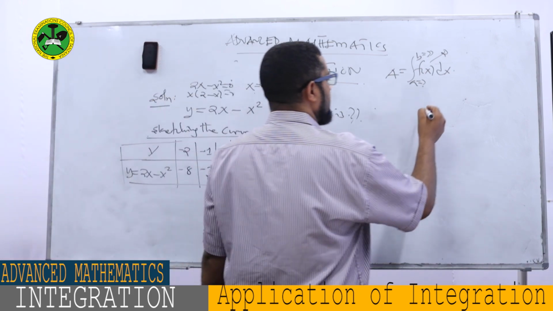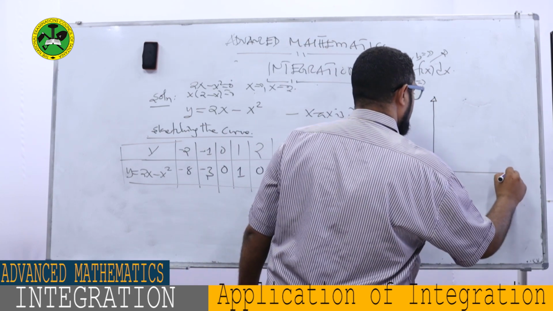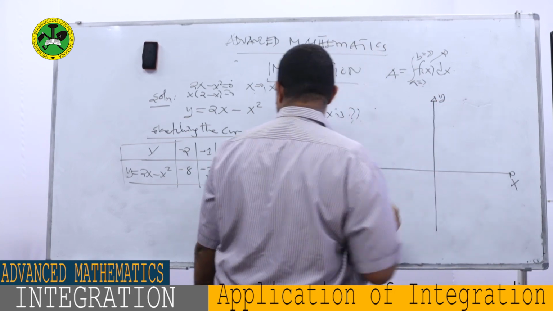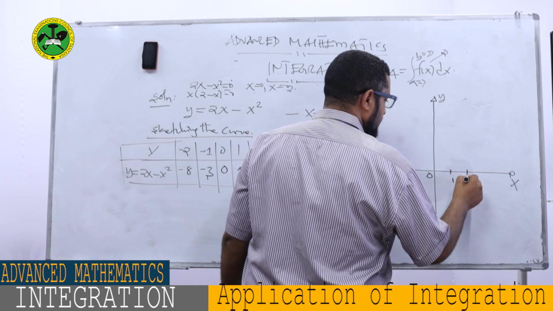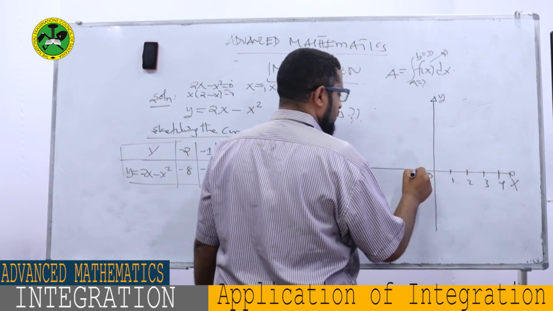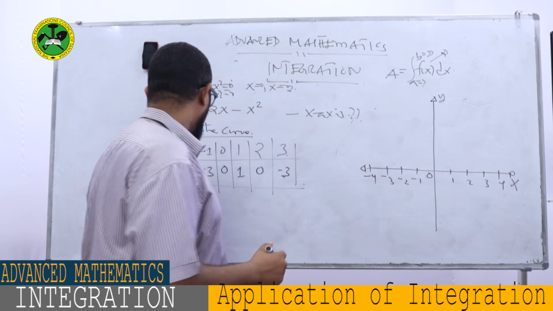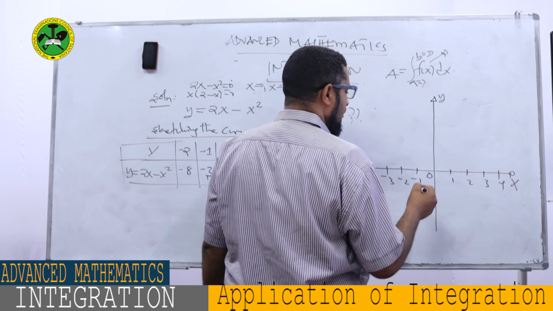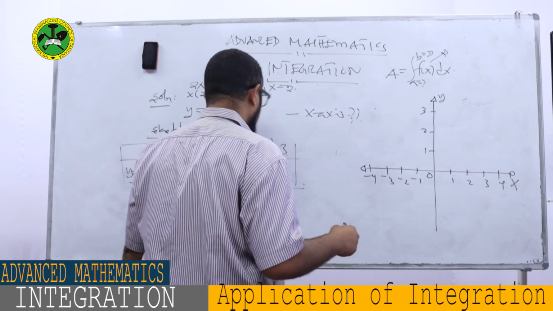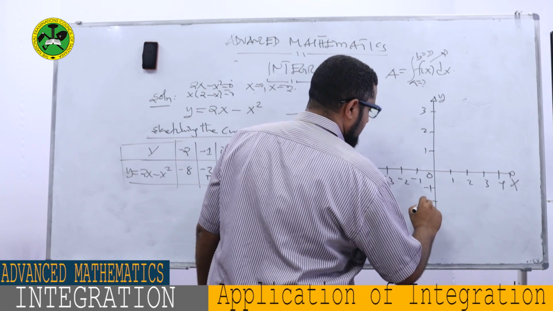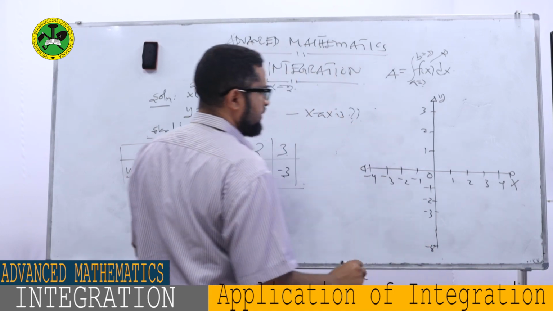Now let's sketch our graph. This is x and that is y. We have negative numbers and positive numbers. 1, 2, 3, 4. Negative 1, negative 2, negative 3, negative 4. But in the case of the y-axis, we have 1, 2, 3. For the negative side, we have negative 1, negative 2, negative 3, up to negative 8.